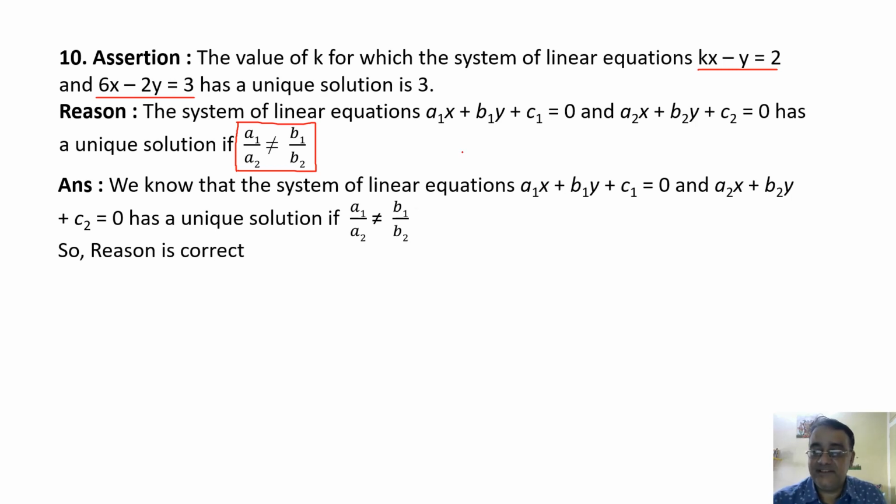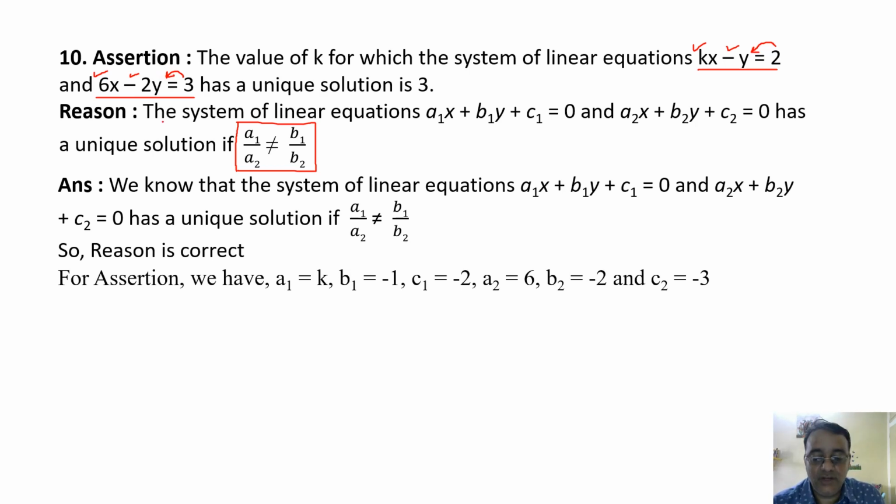So what is the value of a1? K. And b1? Minus 1. Okay. C1, the value of c1 is minus 2. Very good. And a2 is 6. b2 is minus 2. And c2 is minus 3. Right. So now a1 upon a2 is k upon 6. And b1 upon b2 is minus 1 upon minus 2. That will become 1 by 2.